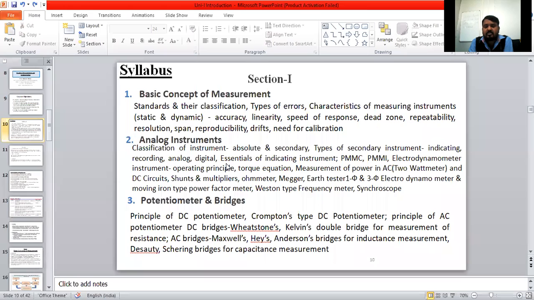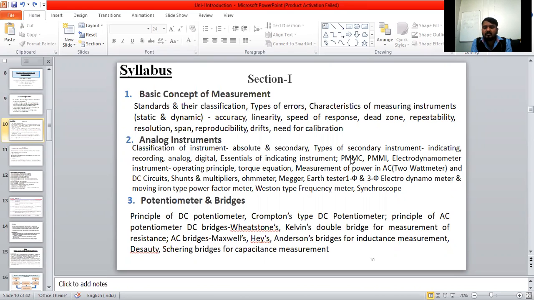Once we understand the necessity or essentials for indicating instruments, then we will go for the PMMC. PMMC is nothing but permanent magnet moving coil. PMMI, permanent magnet moving iron instrument, we are going to call moving iron. Next, EMMC will come, electrodynamometer moving coil, or electrodynamometer also we call it here. 1, 2, 3. Three instruments we are going to use.